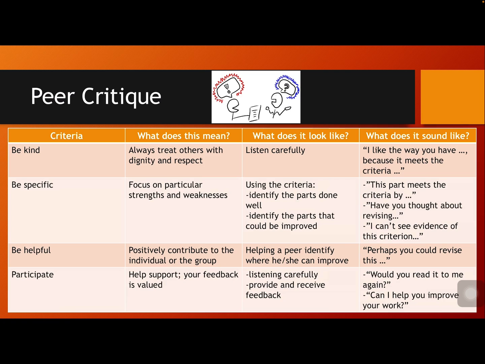So here is your peer critique chart. Remember, when you're reading with a partner, to be kind, be specific, be helpful, and participate. Think, what does this mean? What does it look like? And what does it sound like? And here are some suggestions that you can use when talking with your partner.